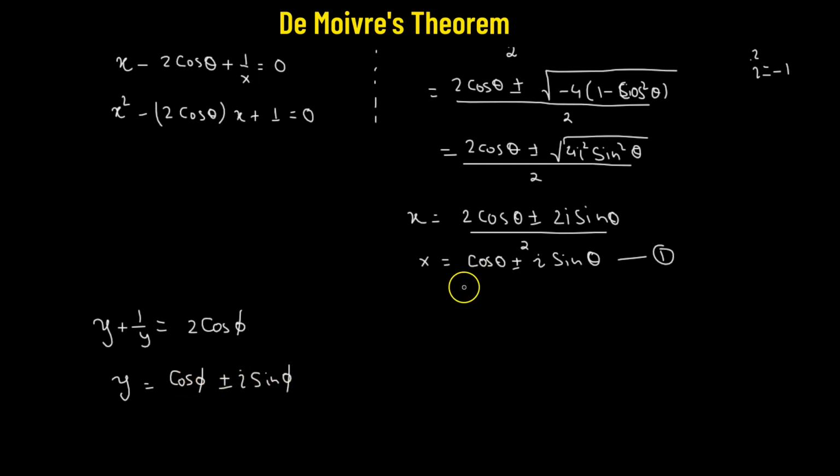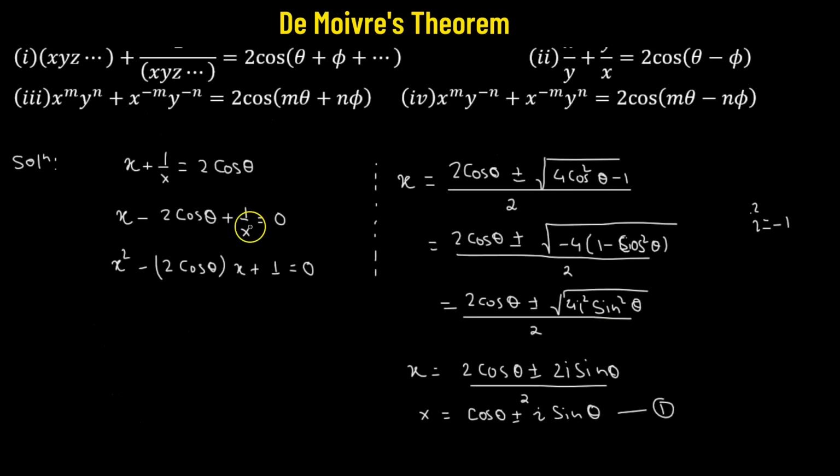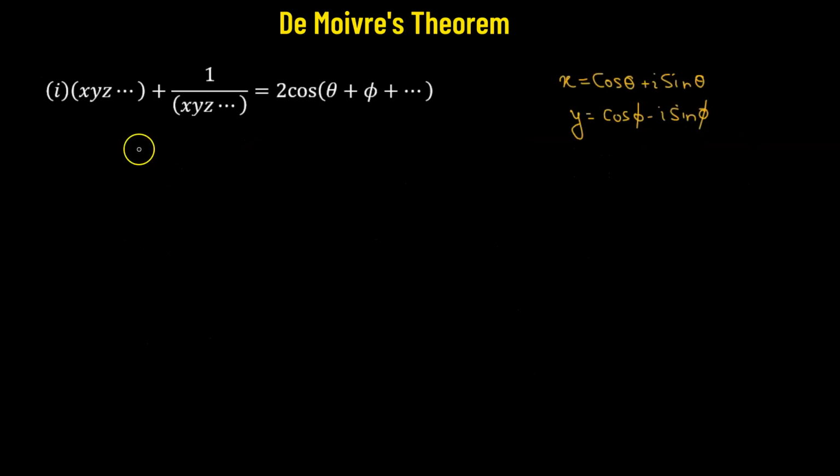Now for simplicity, we'll only consider the positive value of x, that means cosine theta plus iota times sine theta. So let this be x, and y will be equal to cosine of phi plus iota times sine phi. This will be number 2. So now that we have x and y values, let's go to our first proof. Here we have to show that x y z, and this goes on, added to 1 plus x y z, and goes on to n number of terms, or it could be infinity. So we have to show that that gives us 2 times cosine of theta plus phi plus the rest of the angles.